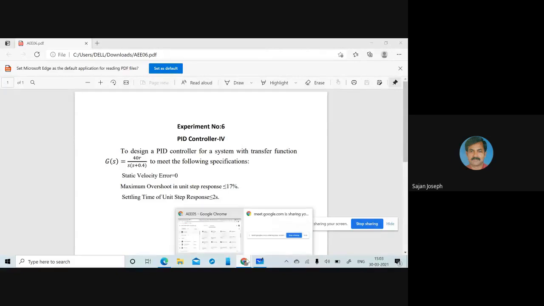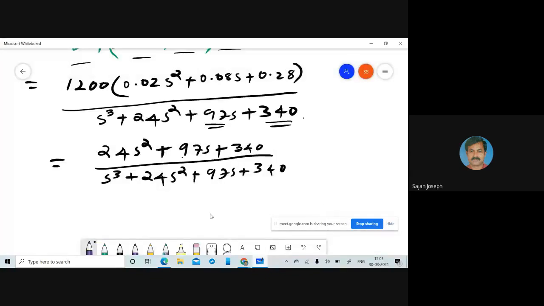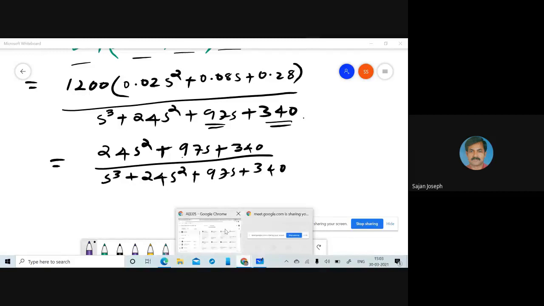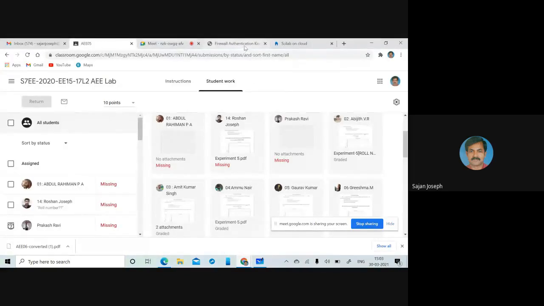The response with the PI controller, the values of P and I you are mentioning. Any doubts? Okay, I hope things are clear.